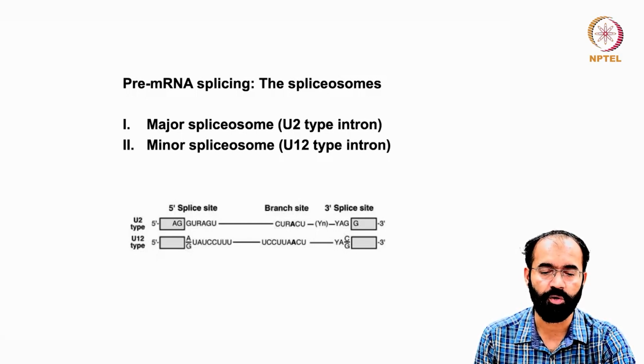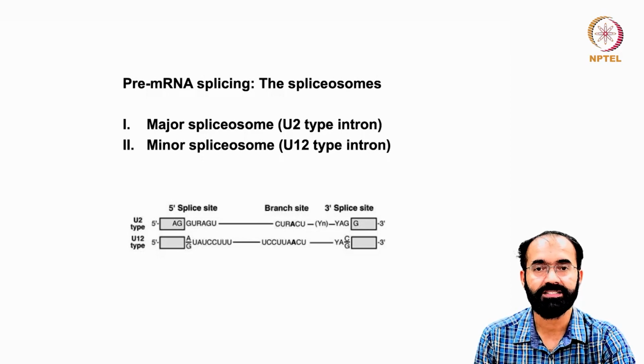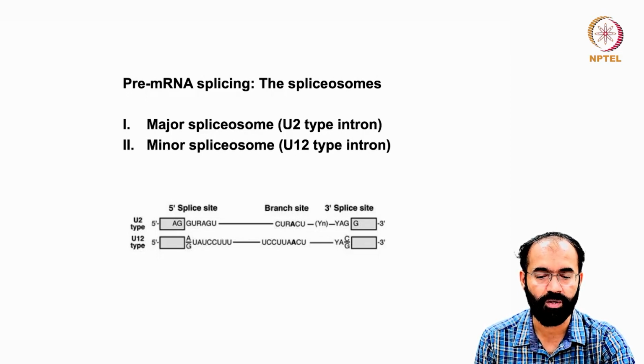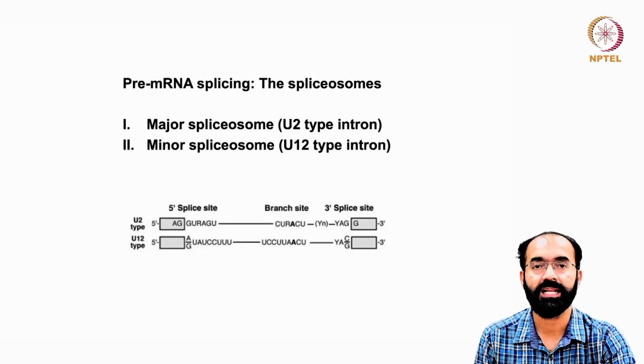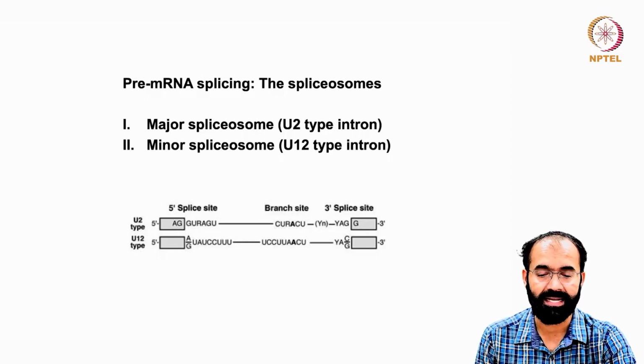And then at the branch point, you have UCC, UU, AACU, slightly different from the branch site of the U2 or the major spliceosome. And towards the end, after the post branch point, you don't have a polypyrimidine tract; rather, you have a YAC or YAG. So the GUAG rule is basically relaxed. GU need not be GU, it can be AU, and AG need not be AG, it can be AC also.